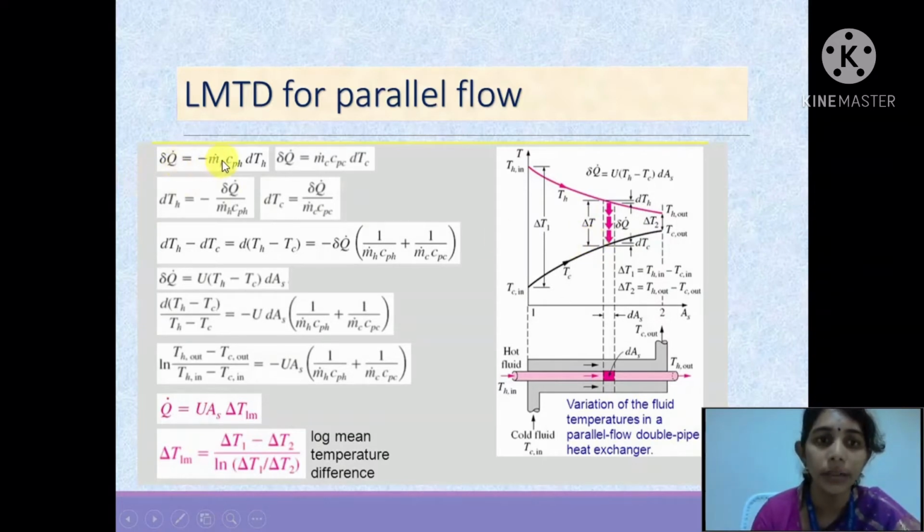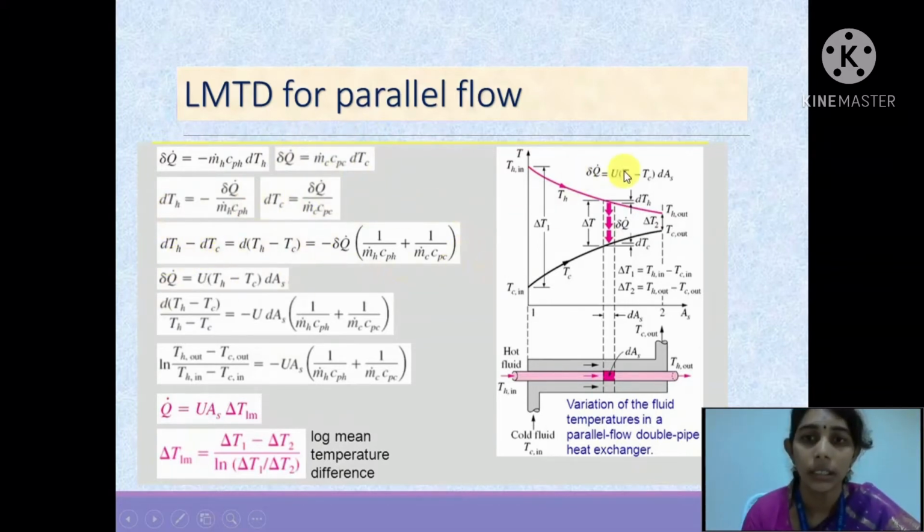So Q equals m Cp dT_H: mass flow rate of hot fluid, specific heat of hot fluid, and temperature difference of hot fluid. Here we have introduced a negative sign. The reason is the hot fluid is going to lose its temperature throughout the length of the heat exchanger. So to counteract that, we have introduced a negative sign. Likewise, we have written the same equation for the cold fluid. Looking at the second line, rearranging this equation, I am finding dT_H. Rearranging this equation, I am finding dT_C. Subtracting these two equations, we will get this form.